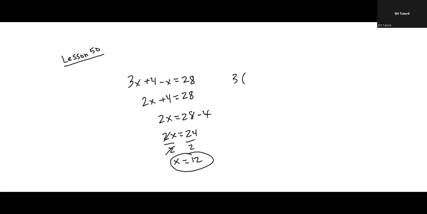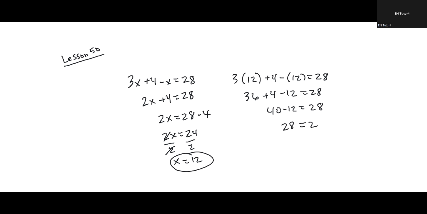Let's try that real quick. We're going to plug in the 12 for x, right? Everywhere we see an x, we're going to plug in 12. And let's see if we get a true statement once we simplify. 3 times 12 is 36, plus 4 minus 12 equals 28. And then 36 plus 4 is 40, minus 12 equals 28. And sure enough, 40 minus 12, that's 28. And so 28 equals 28. So we get a true statement. That means that our solution is correct.